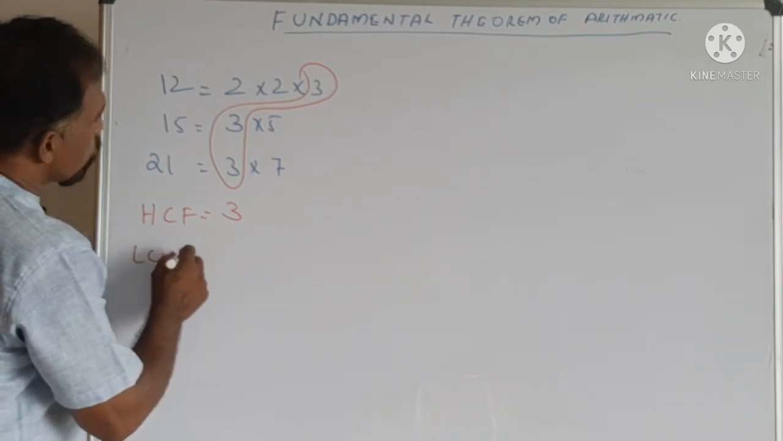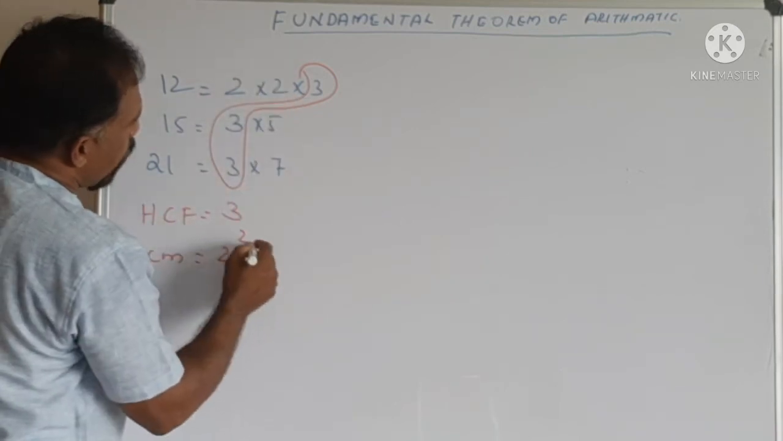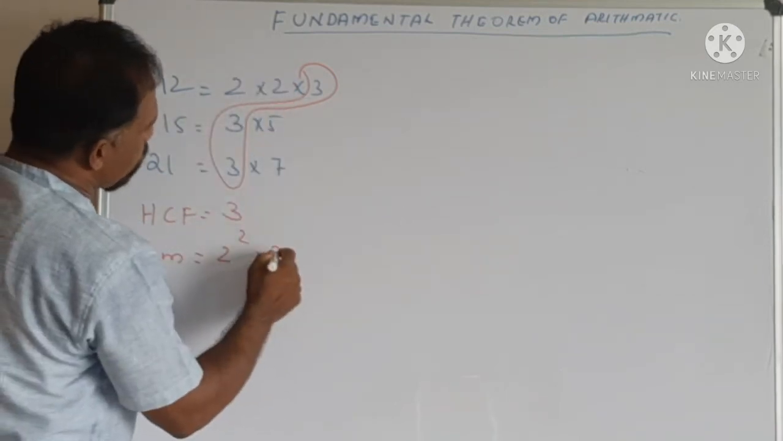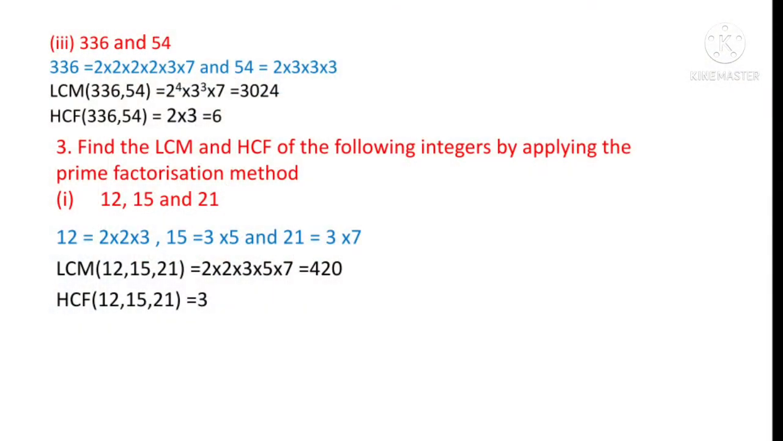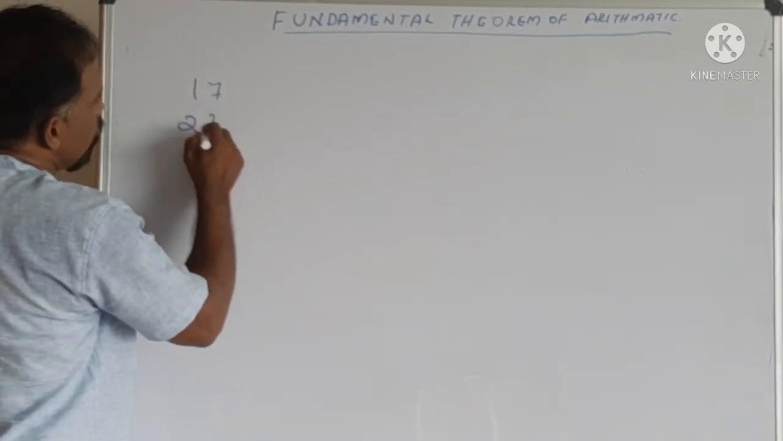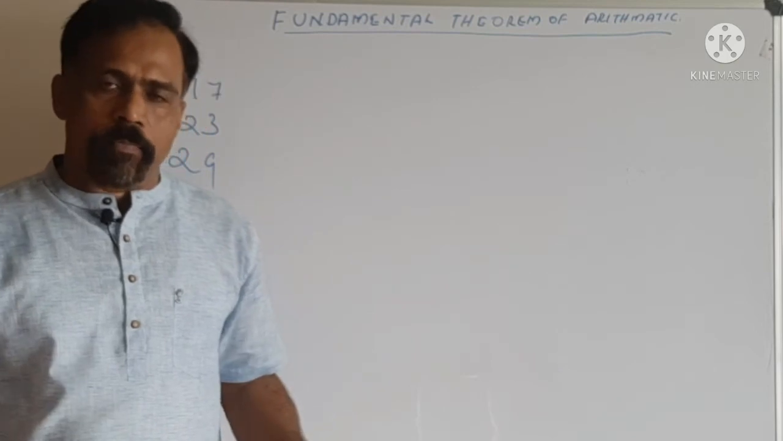And the LCM, let us take the 2 to the power 2 is there, and 3, there is only one 3 and 5 and 7. So this is how we find out the SCF and the LCM. Now let us take next 17, 23 and 29. This is a tricky question because these three numbers are prime numbers by itself.